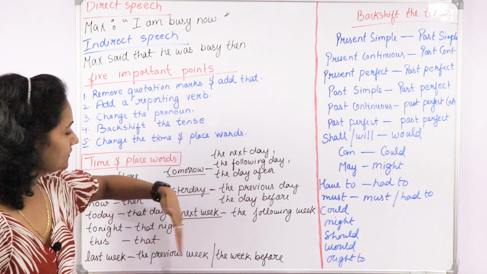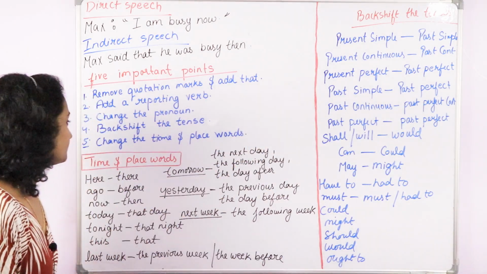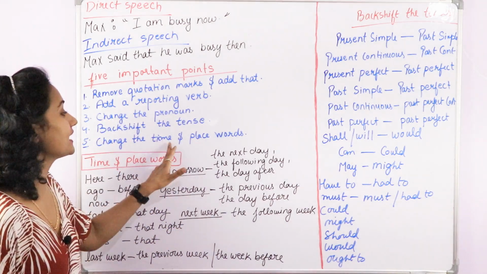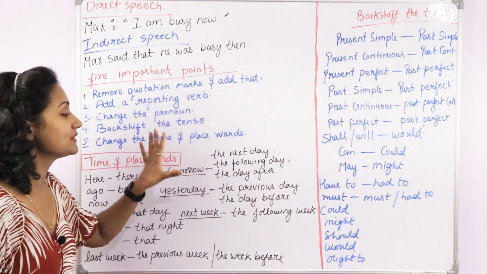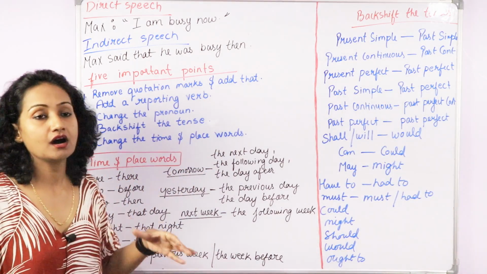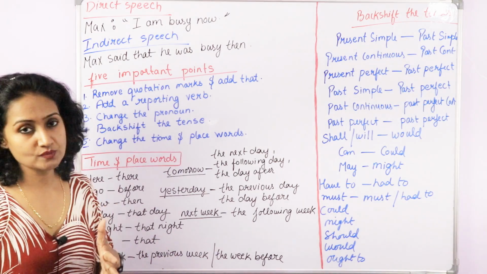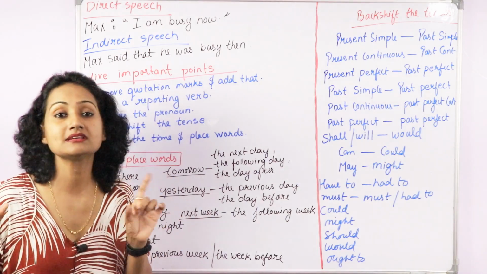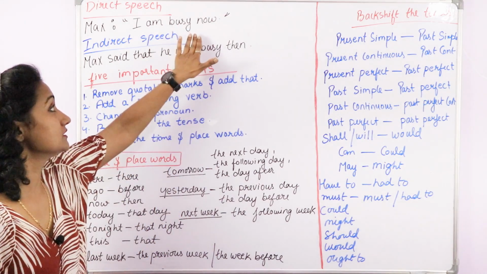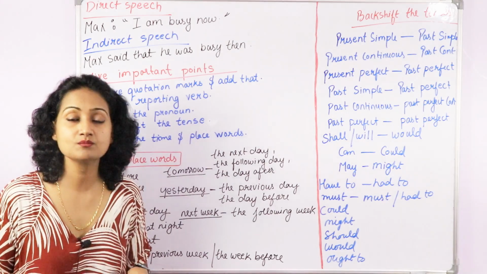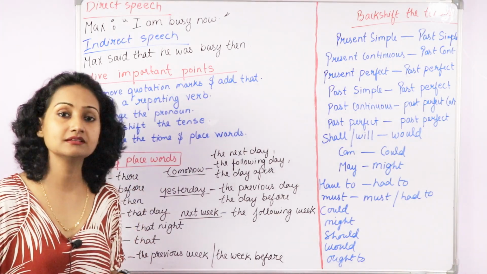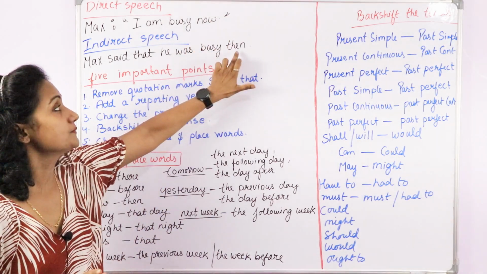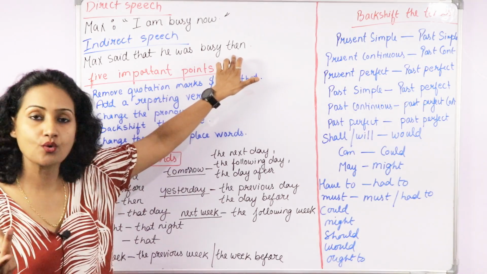So this also we will understand over here. So you have to back shift the tense. Next is change the time and place words. Time and place words are like here, ago, now, last week, next week. So you have to change this also because there is a change in the time. Like here he said it right now in present, but when you report the speech later, that becomes the past. So according to this, you have to change the time and place words also.